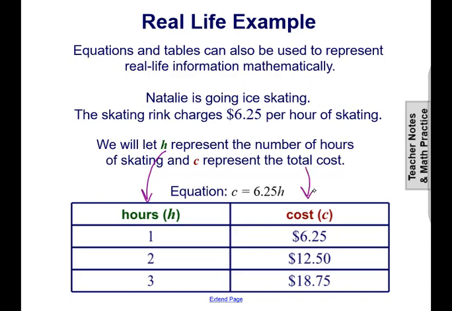So if we think of the equation for $6.25 per hour of skating, that gives us an equation of C equals 6.25H. So if we have our input of 1, we multiply by 6.25 to get 6.25. An input of 2 would be multiplied by 6.25. 2 times 6.25 is 12.5, so $12.50. And then again, an input we have here of 3, so we would multiply 6.25 times 3 to get 18.75. So we can see in the table, using the equation, how many hours of skating and what would be the total cost.